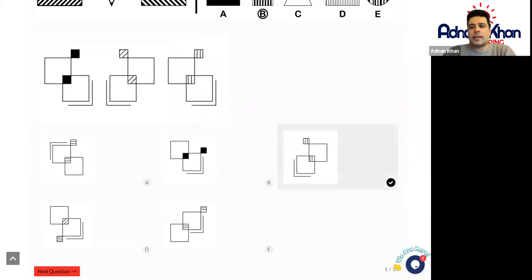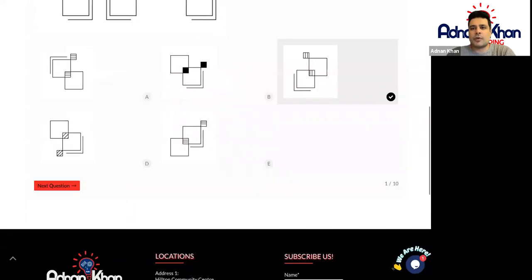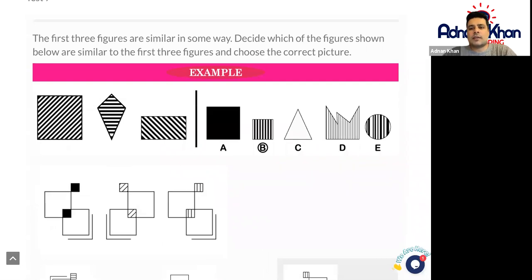So apply the similar rules for the rest of the questions, and do remember that the first three figures are very similar to one of the figures that we're trying to find, A, B, C, D, or E.